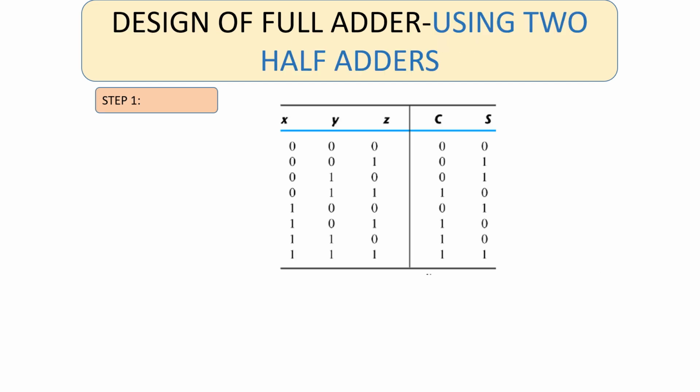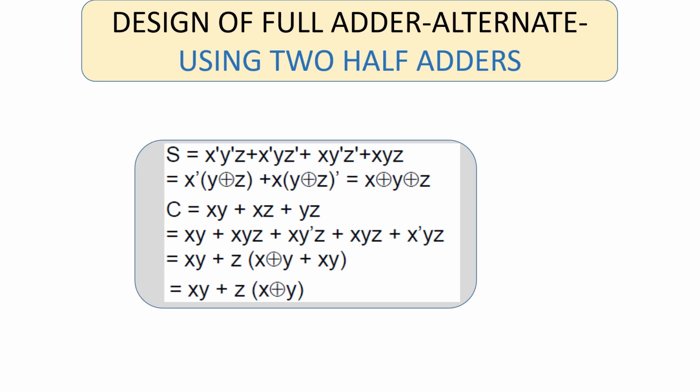The full adder can also be implemented using two half adders. For that, consider the same truth table again, and these again are the expressions from the truth table. Consider the expression for S, or the sum. The first expression, S is equal to x bar y bar z plus and so on. That can be simplified into x XORed with y XORed with z. And C becomes xy plus z XORed with y.